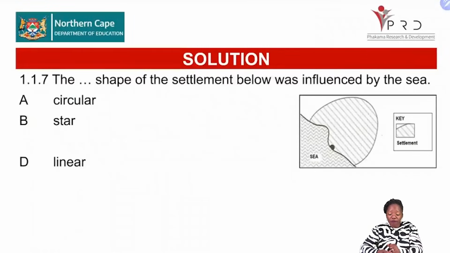Right, grade 12, as we were looking at that type of shape of a settlement below that was influenced by the sea, it becomes a semicircular. Remember, we cannot build anything along the sea. So we can all move around the sea, but we can't build on it, so that it can be round or circular. So therefore, it becomes a semicircular.